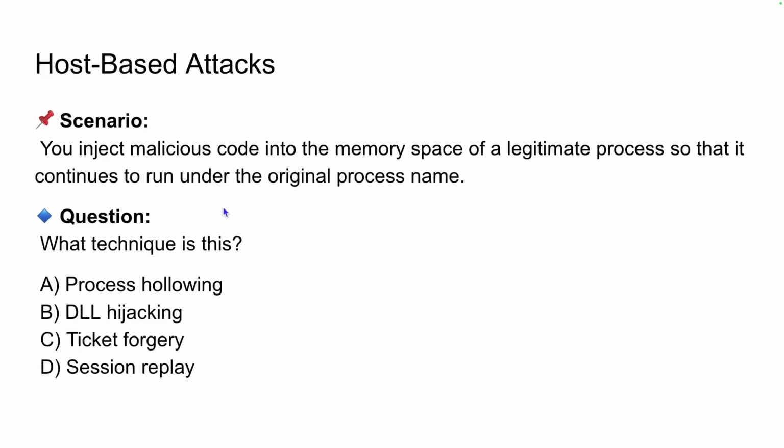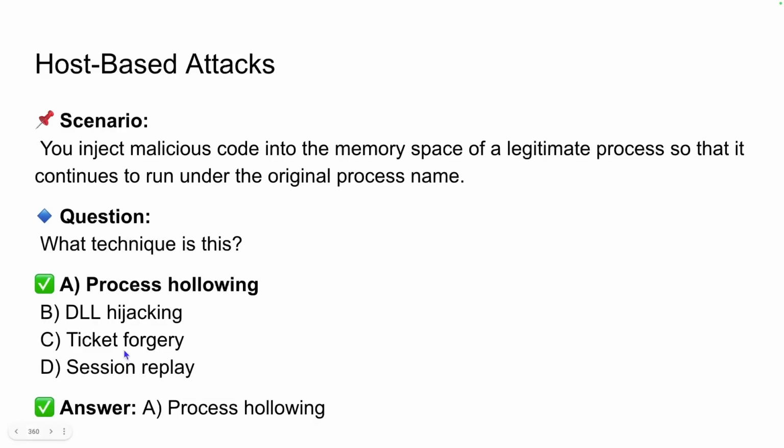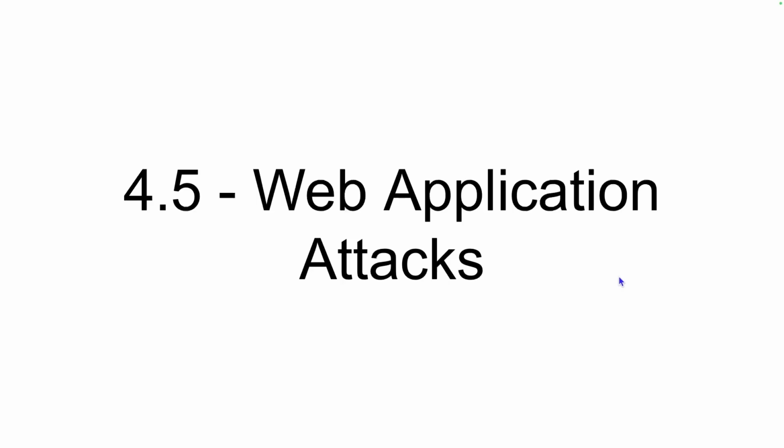Yeah, for sure. You inject malicious code into the memory space of a legitimate process so that it continues to run under the original process name. This is process hollowing. So you're injecting code into the memory space of a legit process so that it continues to run under the original process name. That is process hollowing all the way. Ticket forgery, session replay, these things are actually legit attacks, but what we just got as a response right here was the exact definition of process hollowing. And that's it. We actually are now wrapped with section 4.4's practice question.